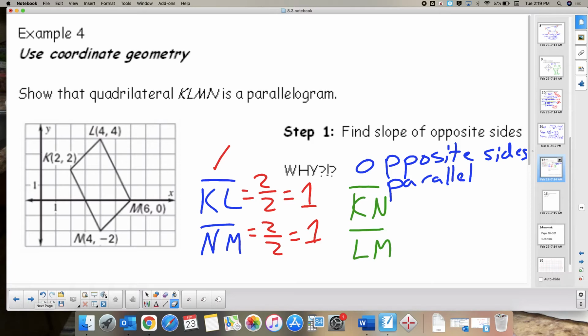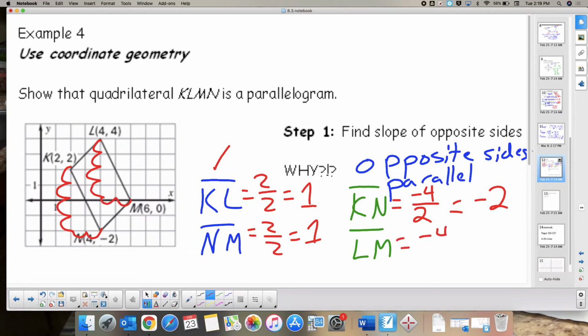We do the same thing then for KN and LM. For KN, I go down 1, 2, 3, 4, so it would be a negative 4. I go right 1, 2, so it's a positive 2. Negative 4 over positive 2 gives me a slope of negative 2. For LM, we go down 1, 2, 3, 4. We go right 1, 2. So it's a negative 4 over positive 2 again, which gives me a slope of negative 2 as well. So both sets of opposite sides are parallel.